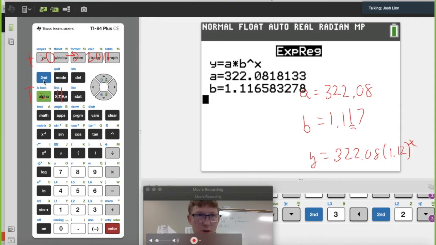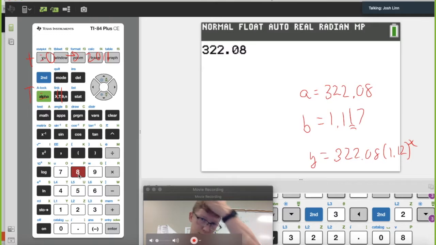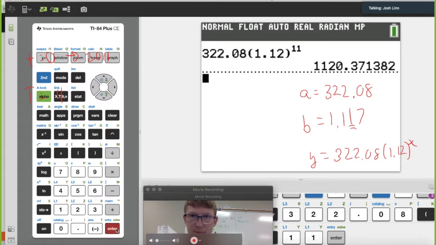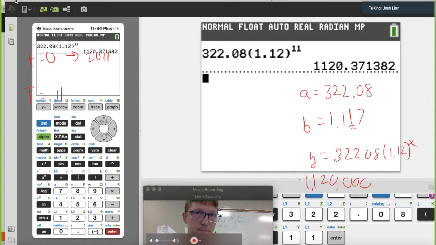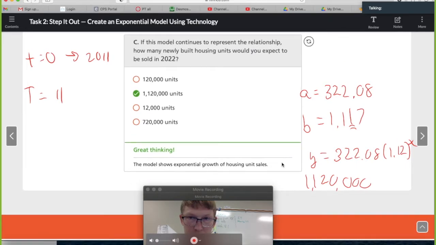Oh geez, there's things all over my screen. Okay, so let's see here. We've got 322.08 times 1.12 to the power of, what did we say, 11? Bam. So we can expect that many thousands, because remember we dropped those zeros earlier. That many homes we expect to be built and sold. So that would be like this one. That's, of course, if the relationship keeps. What they didn't count on is COVID-19. Hashtag welcome to 2020.